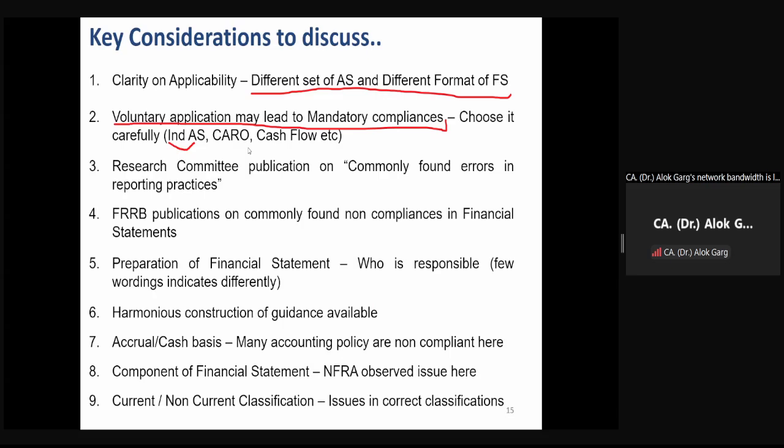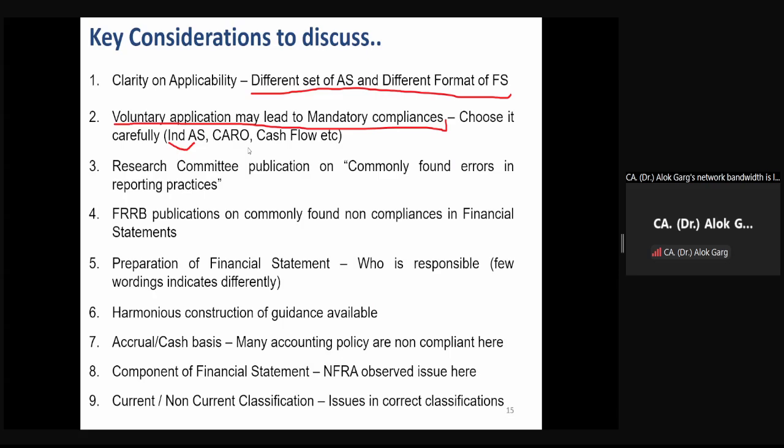If I compare the provisions of accounting standards and the provisions of Ind AS, the provisions of Ind AS are way bigger, way more complex than in accounting standards. In the Ind AS roadmap, the Ministry of Corporate Affairs has given an option of voluntary adoption, right? If any company, I'm not talking about non-corporate, I'm talking about a company, wants to apply Ind AS voluntarily, it can apply voluntarily.